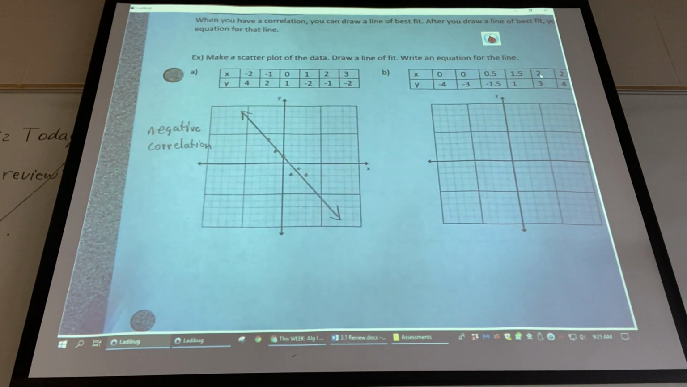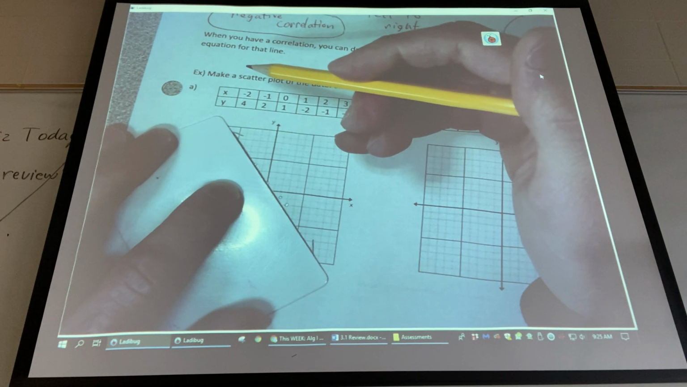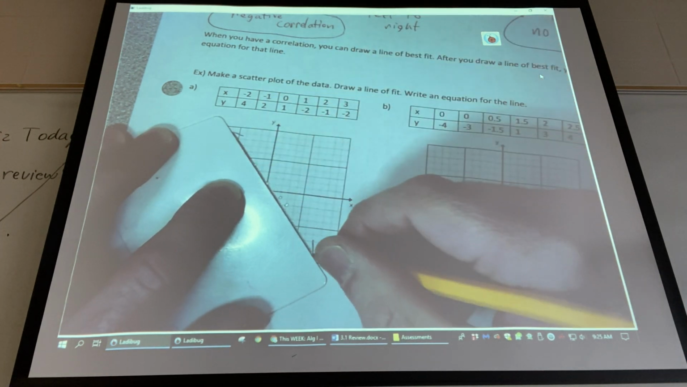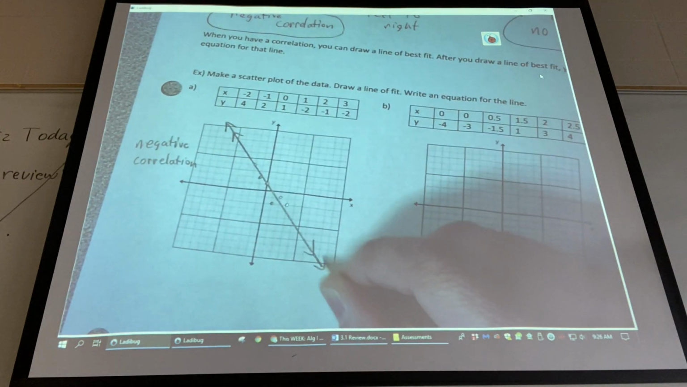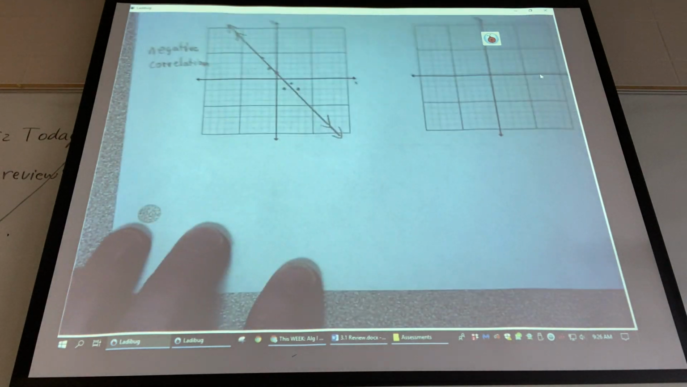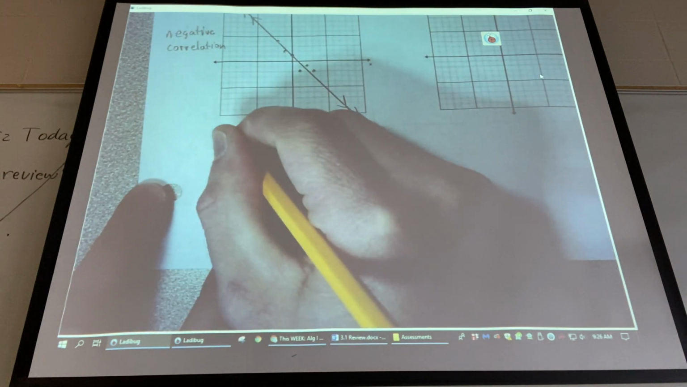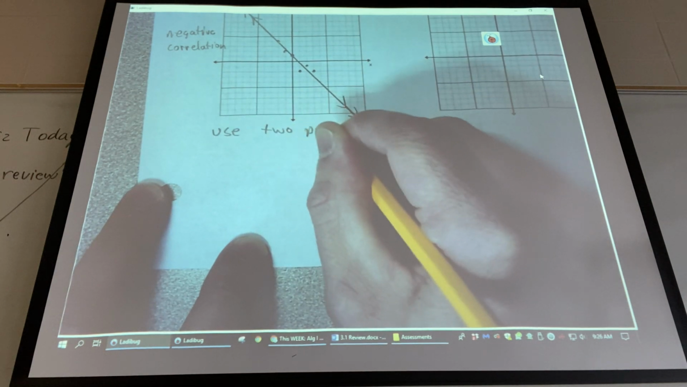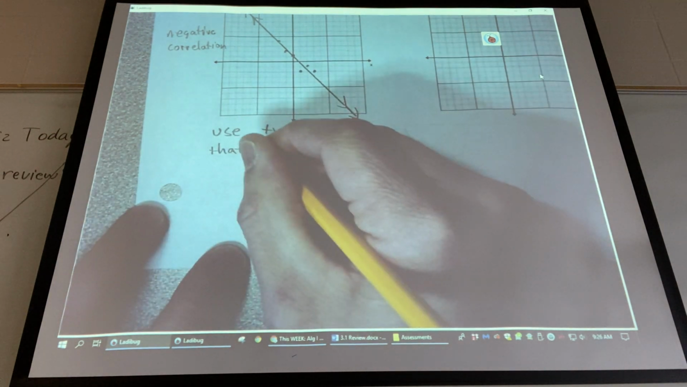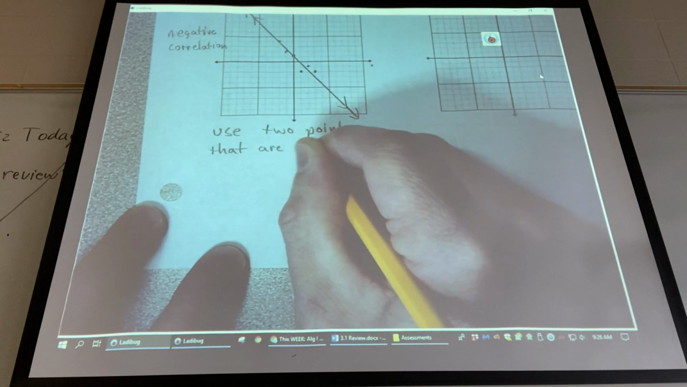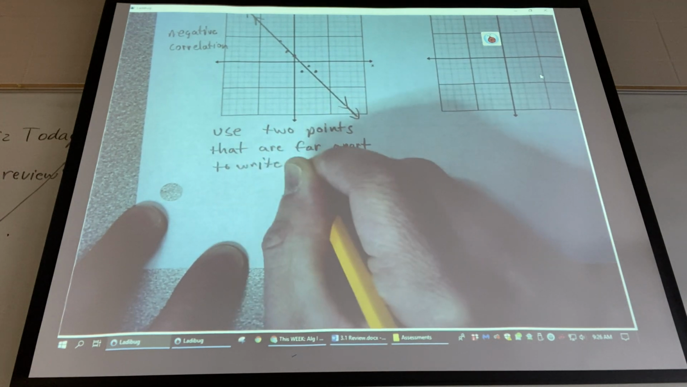All right, when you draw your line of best fit, expand it out. I probably didn't expand it out enough. Make it cross all the way to the edges of your graph paper. Okay, make it expand all the way across. Here's why. When you write your equation, you're going to use 2 points. But I want you to use 2 points that are far apart to write an equation.